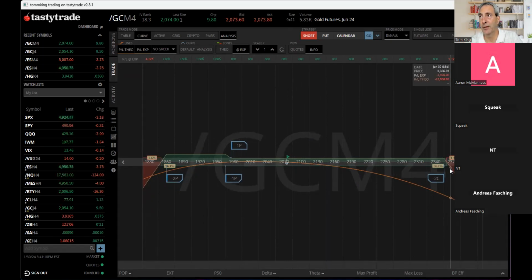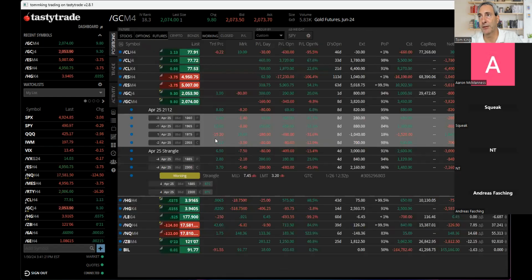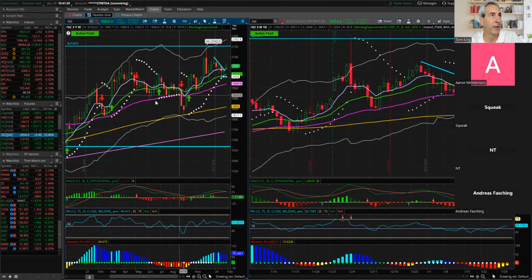So what I did with this one was I went way up here, and you can see gold has moved up. If we look at the gold chart, gold has moved up for 3 straight days. We put this trade on 8 days ago. Okay, if you look at gold, here's what gold looks like.